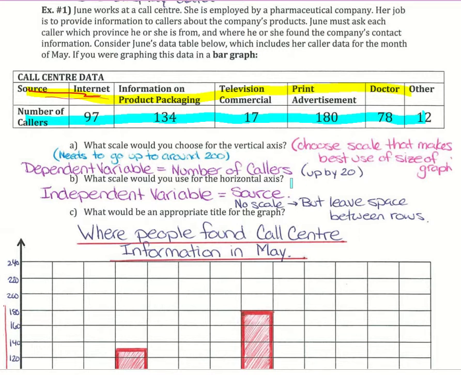Okay, so what scale would you choose for your vertical axis? So when we take a look here, we have this low of 12, but we have a maximum of 180. So we're not going to go past 180, so very much so. That's why I will pick 200.